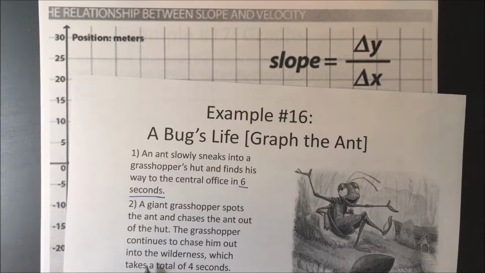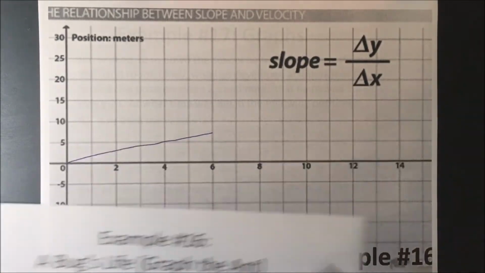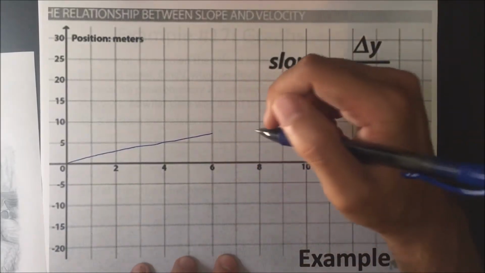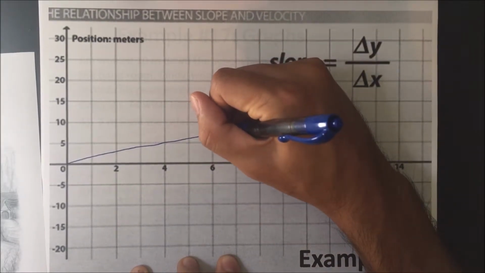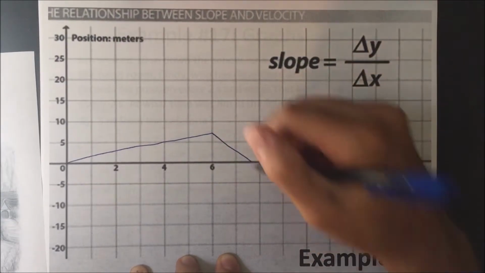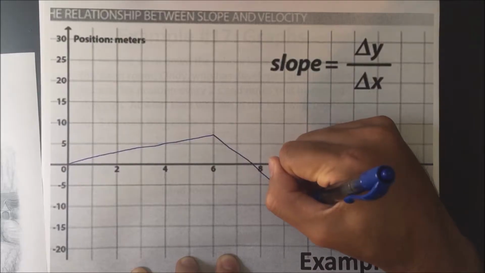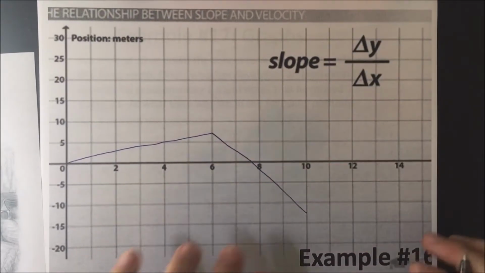The grasshopper continues to chase him out into the wilderness, which takes a total of 4 seconds. So it's going to be chasing him out. So if it's chasing him out, what that means is it's going to look like this is where he started, and it's going to continue chasing him out for 4 seconds. So it's going to look something like that.